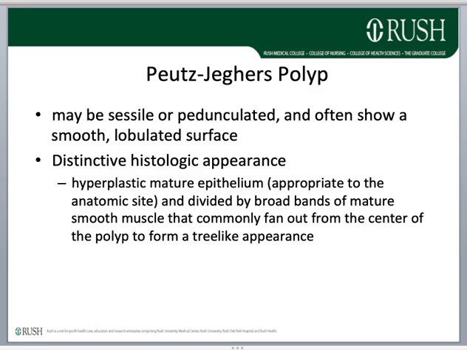Peutz-Jeghers polyps may be sessile or pedunculated and often show a smooth lobulated surface. Their histologic appearance is quite distinctive and characterized by hyperplastic mature epithelium that's appropriate to the anatomic site, which is divided by broad bands of mature smooth muscle. The smooth muscle fibers commonly fan out from the center of the polyp to produce an overall tree-like appearance.